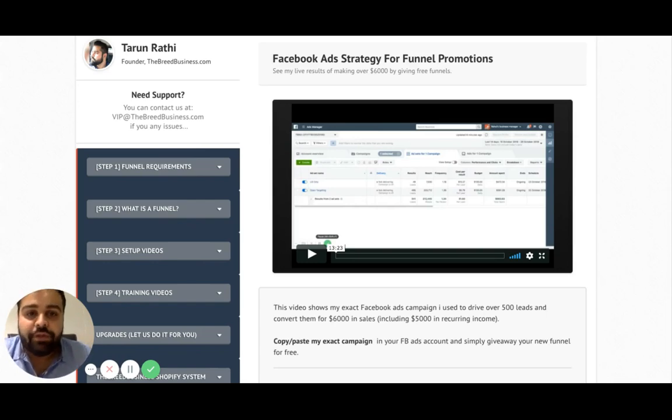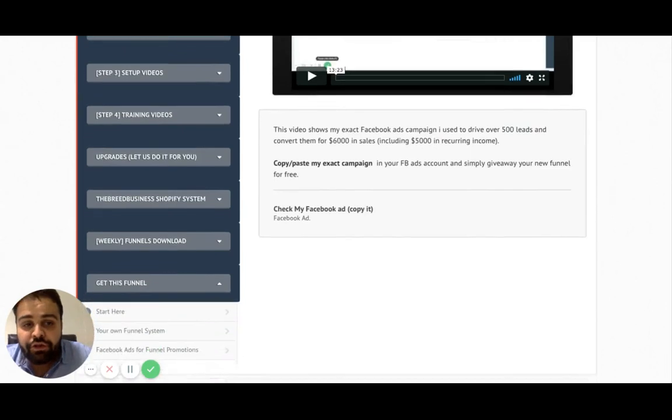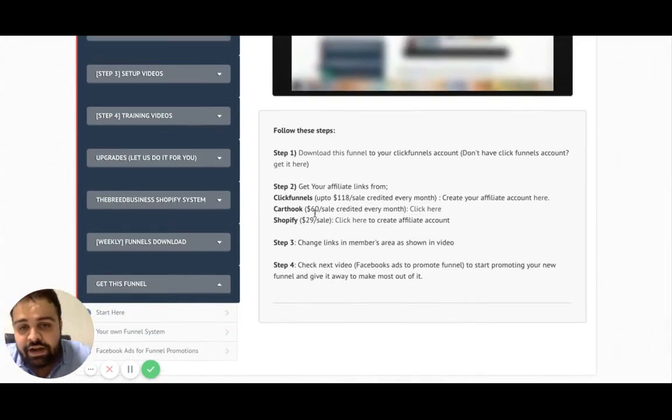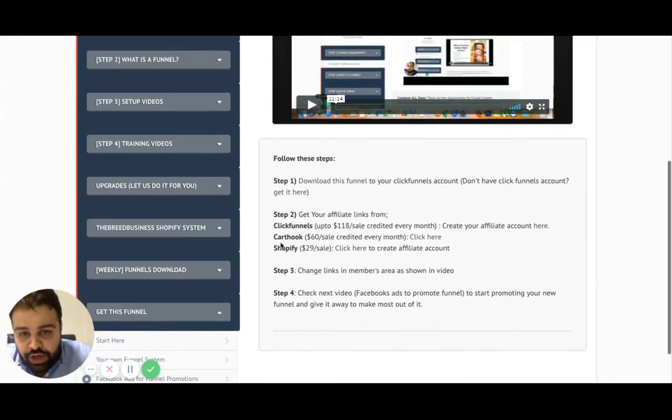And there is a small benefit for me also, because in order for the funnel to work, you need to sign up with three services, for example ClickFunnels, Carthook and Shopify. You don't need to sign up for Carthook and Shopify to make it work, but you need to sign up for ClickFunnels to get your affiliate link. When you sign up, I'm going to make some money from you. So it's a win-win for me, a win-win for you, and of course your customer also, because they're going to get a ready-made funnel system to make money this holiday season by promoting very targeted Christmas and other holiday-related products.